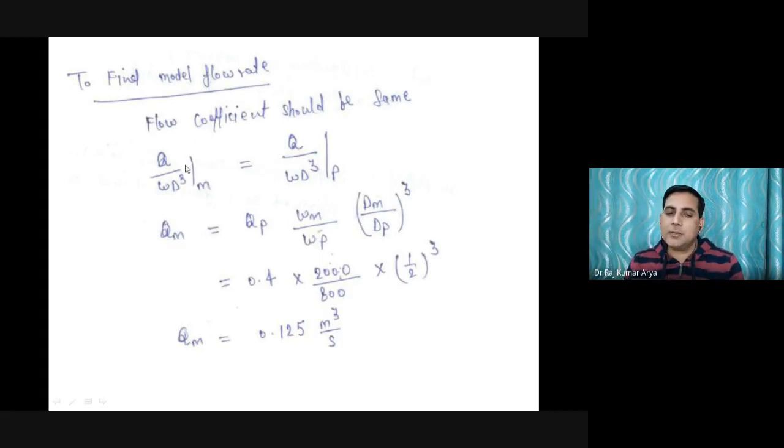So equate from model to prototype. You write everything for the model, you write everything for the prototype, and substitute these values. You get your answer here. You know Q of the prototype, given in meter cube per second. Omega of the model and prototype are given to you. Substitute here. The diameter ratio of model and prototype is given as 1/2. Substitute here. You get the flow rate of the model as 0.125 meter cube per second.